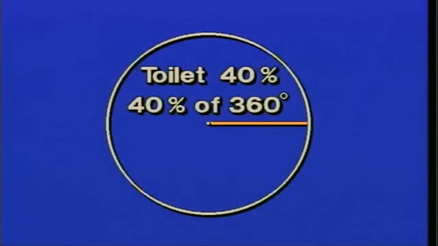One way would be to do this. We know the first item in the list was the toilet at 40%. We know that the measure of the entire circle is 360 degrees. 40% of 360 degrees we could calculate to be 144 degrees. We could turn an angle of 144 degrees then to associate with the toilet use.